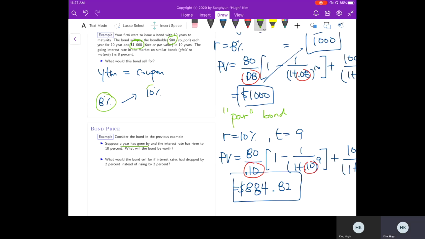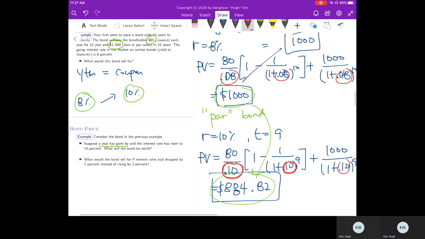As interest rate goes up, the bond price goes down. Interest rate and the prices, they always move in opposite directions. As you can see here, interest rate is in the denominator. So R goes up, present value goes down. Okay, so they always move in opposite directions.